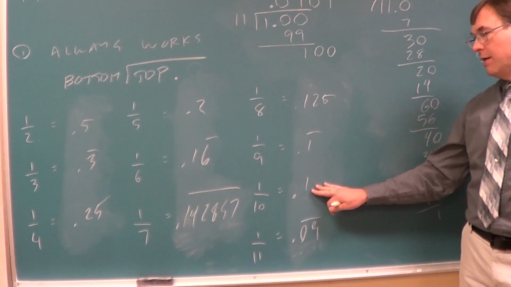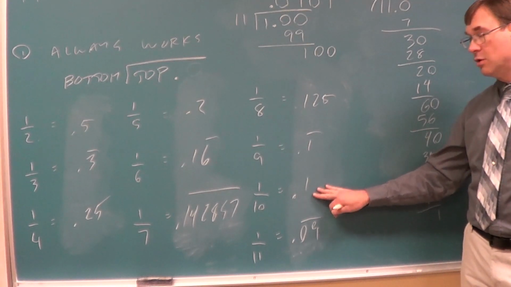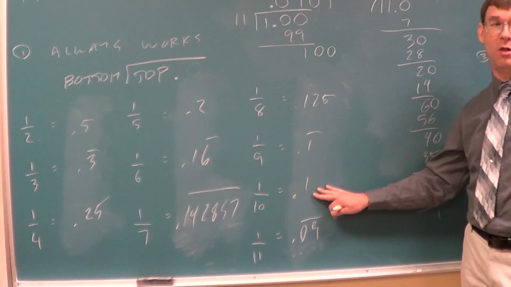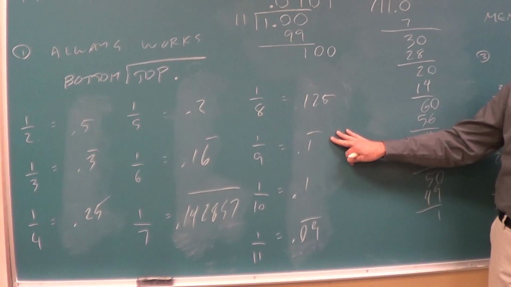Does anybody have a thought on 3/10? It'd be 0.3. 7/10 would be 0.7. You do that to all the tenths and all of a sudden you know a lot of those. Okay. What do you think 4/9 would be?